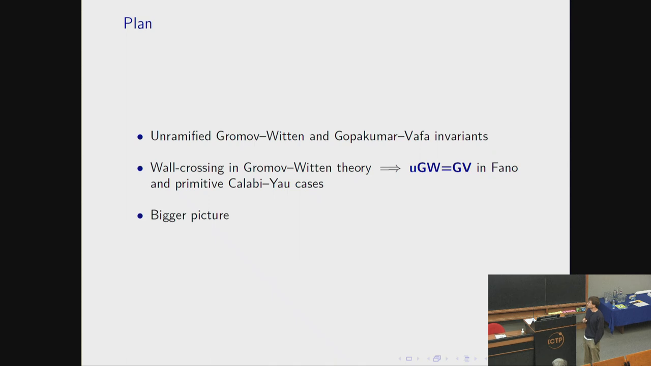Then the final part of the talk is about how this wall crossing fits into a bigger picture. Some of you seeing the word wall crossing probably think about wall crossing in triangulated categories in the context of Donaldson-Thomas theory, but this is a completely different phenomenon. Only recently did it become possible to talk about this phenomenon as something general that holds in many contexts: unramified Gromov-Witten theory, quasi-map theory, Landau-Ginzburg models, Donaldson-Thomas theory, Hurwitz theory, and so on. So let me start with the introduction.